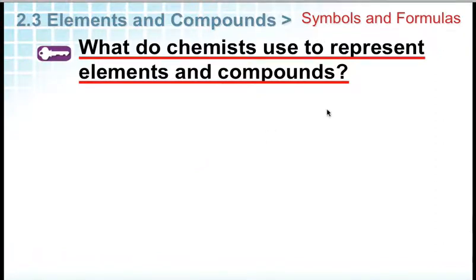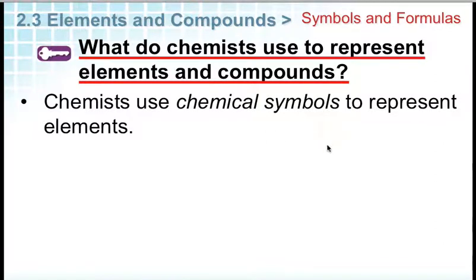So, first key question, what do chemists use to represent elements and compounds? Well, in the ancient times, alchemists, which were the ancient chemists, used actual symbols, like icons, to represent different elements in nature. They considered water an element and air an element, and obviously we know that not to be true anymore because those are made up of different elements. But we'll get more into that later on.